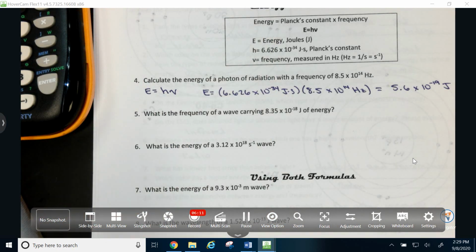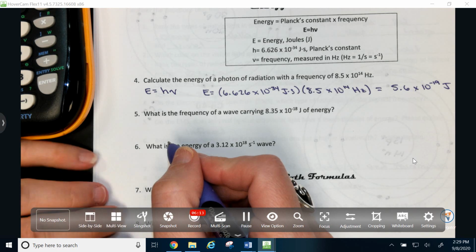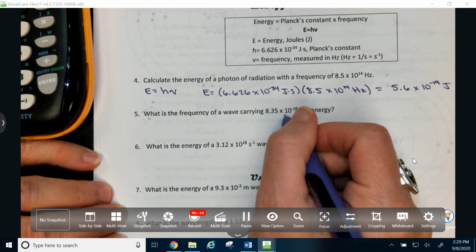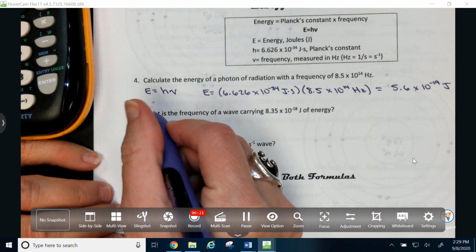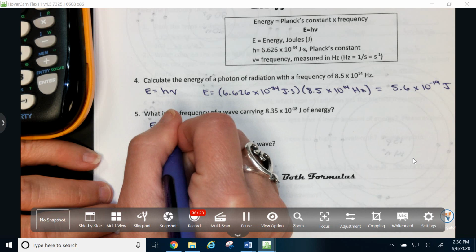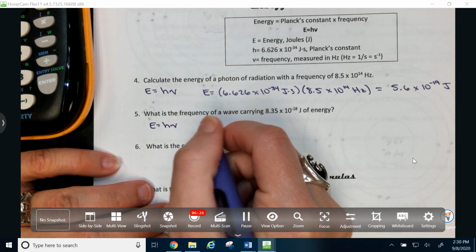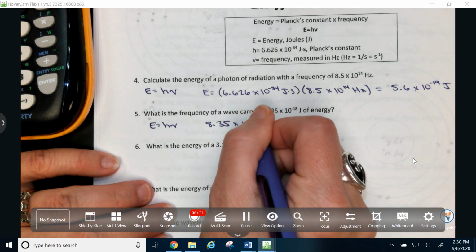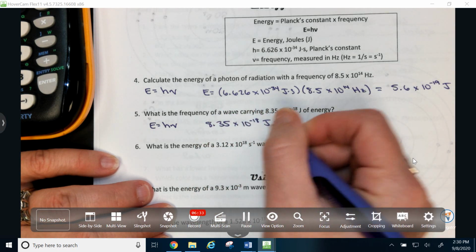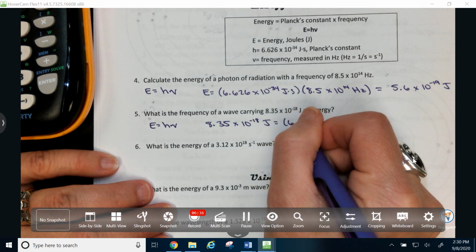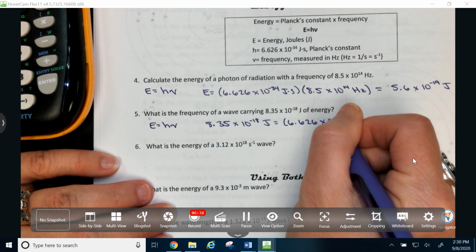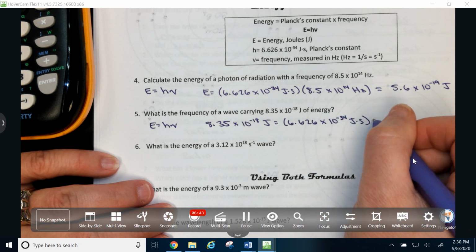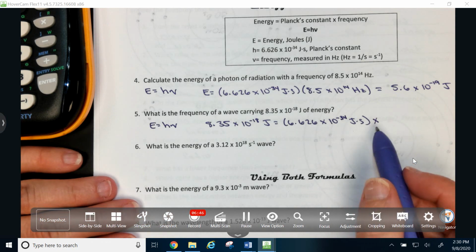Number 5, the frequency of a wave carrying 8.35 times 10 to the negative 18 joules of energy. We're given the energy. We're trying to solve for the frequency, so we need to use the energy equation. This time our energy is going to be 8.35 times 10 to the negative 18 joules, equal to Planck's constant, 6.626 times 10 to the negative 34 joules times seconds. And we're solving for our frequency, so that's our unknown over here.